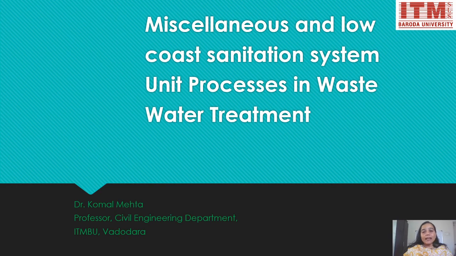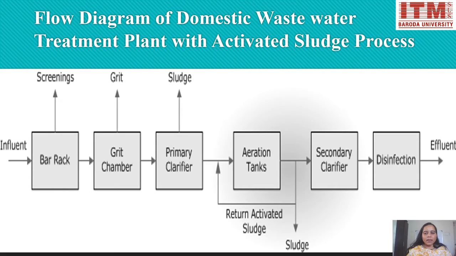Now we are in the last segment of domestic wastewater treatment plant, miscellaneous, and we will also see some of the low cost sanitation system in the unit process in wastewater treatment plant. So once again, let's have a relook on the flow diagram of the wastewater treatment plant. From starting till date, what we have seen, it is influent, that is the quality of the raw wastewater which is coming for treatment to the domestic wastewater treatment plant.